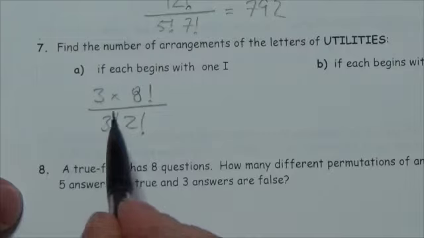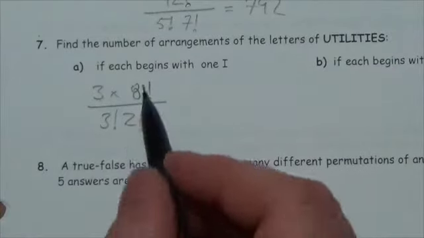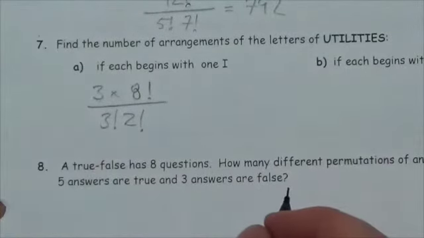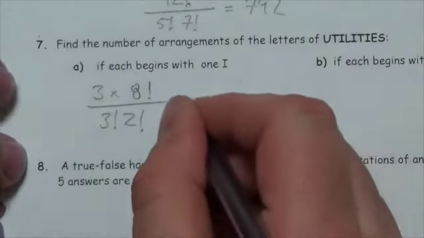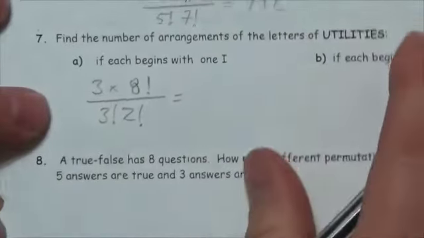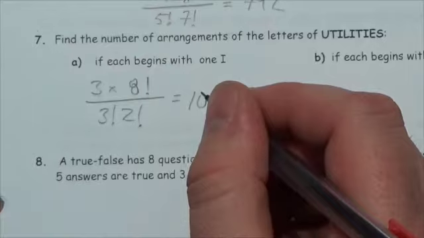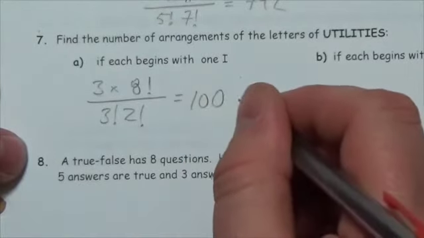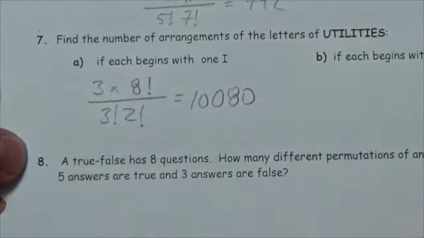But because of the repetition, once I divide out the 3 factorial and 2 factorial, I've gotten rid of all the different permutations that look the same. And this actually leaves me with 10,080 different, unique permutations here.